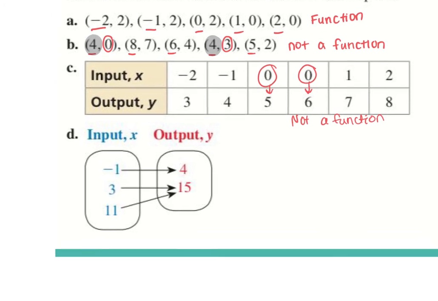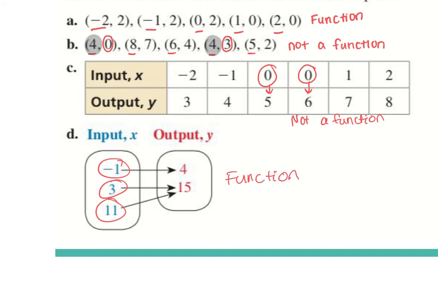And now let's look at D. We've got the inputs of negative 1, 3, and 11, and they correspond to 4 and 15 for both 3 and 11. Remember, even though our output 15 is being used twice, all of our inputs are different, so this is also a function.